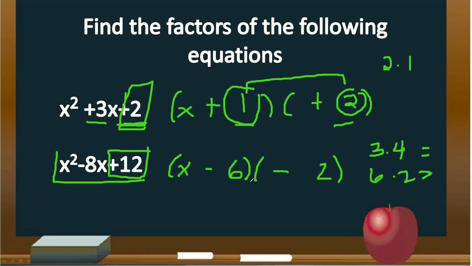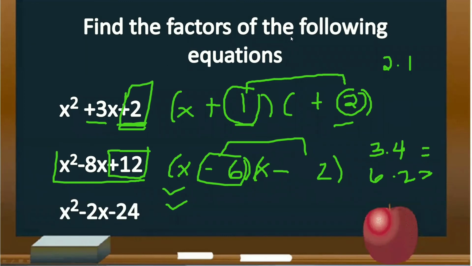And then, to verify whether tama yung sagot natin, let's multiply the last terms. Negative 6 times negative 2. Is that positive 12? Yes. Negative 6 plus negative 2. Is that negative 8? Yes. So, therefore, x minus 6 and x minus 2 are factors of x squared minus 8x plus 12.